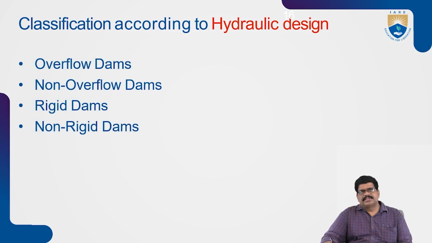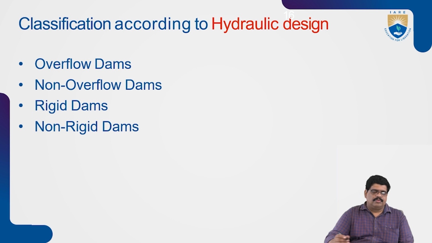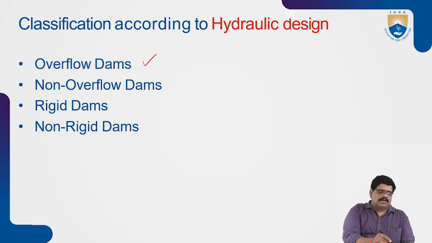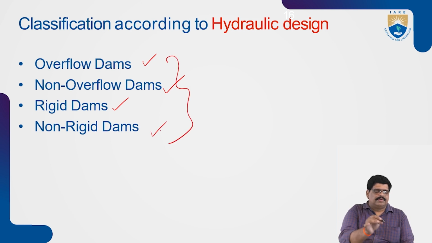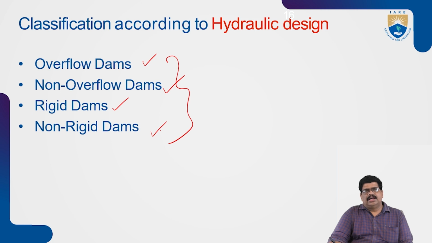Next, the classification based on the hydraulic design. Previously we looked at classification based on hydraulic structures. In this one, classification according to the hydraulic design. The first one is overflow dam, then non-overflow dam, rigid dam and non-rigid dam. These are the four types for the classification according to the hydraulic design.